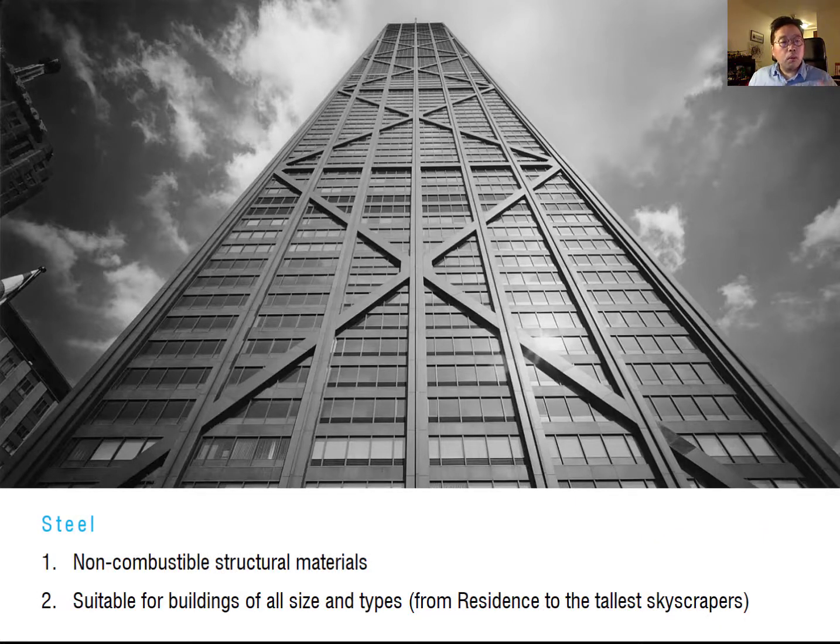Steel is a non-combustible structural material. There are three common non-combustible materials. What are the three non-combustible materials? The first we learned: brick, concrete, and steel. Okay, it means it is available for use in Type 1 and Type 2 construction.